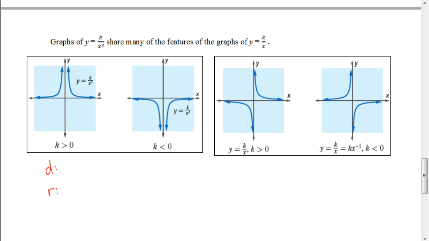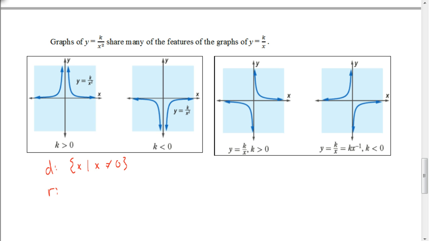When k is negative, anytime you have a negative value for k, it causes the graph to flip. So it would be in quadrants 3 and 4. So the domain here would end up being all real numbers except x couldn't be equal to 0.